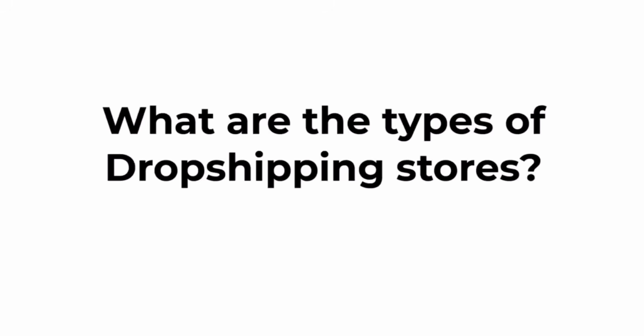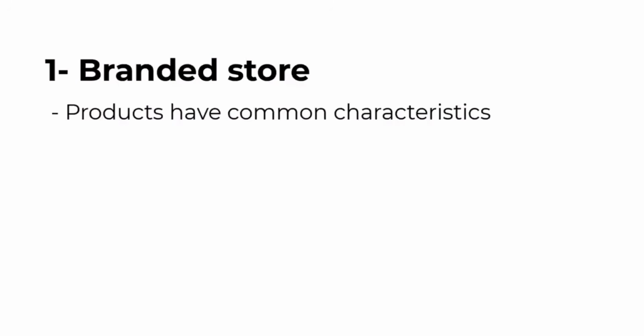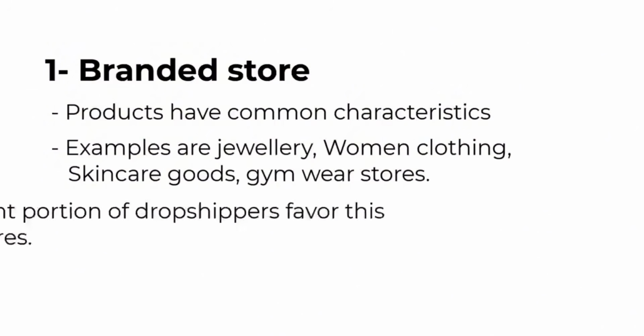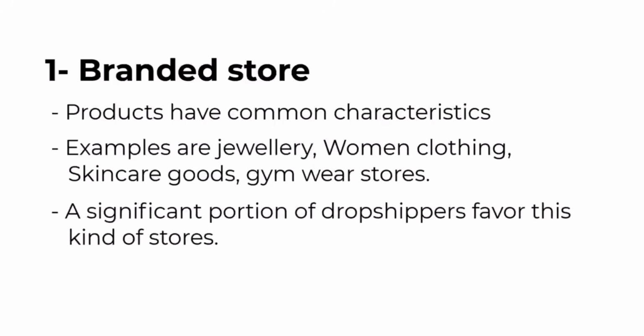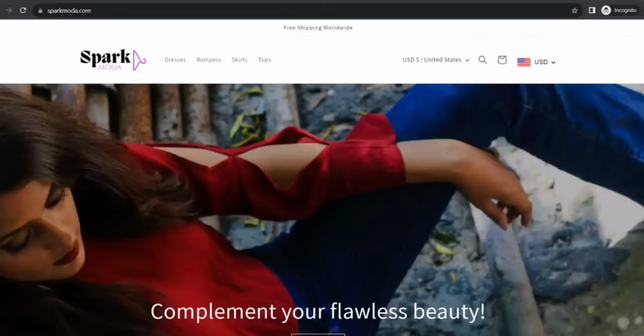What are the types of dropshipping stores? There are 2 types of dropshipping stores. The first one is a branded store. Products that have a common characteristic are sold in this kind of store, such as jewelry, women's clothing, organic skincare goods, gym wear, and so on. A significant portion of dropshippers favor this kind of store since it makes it easier to target a certain demographic and improves branding potential. Let me show you an example.